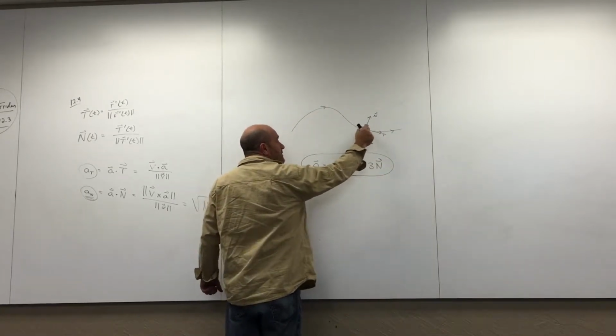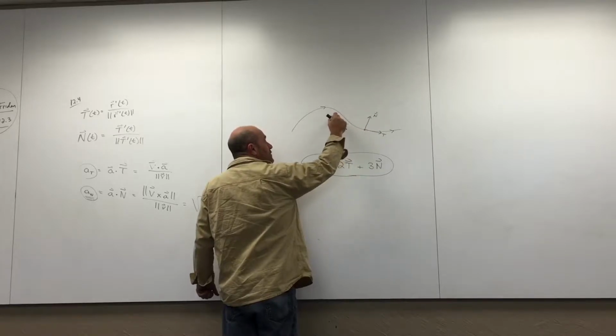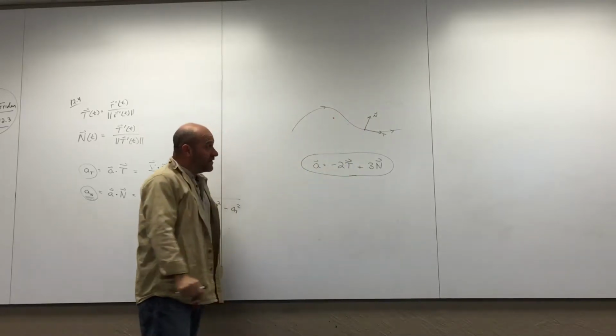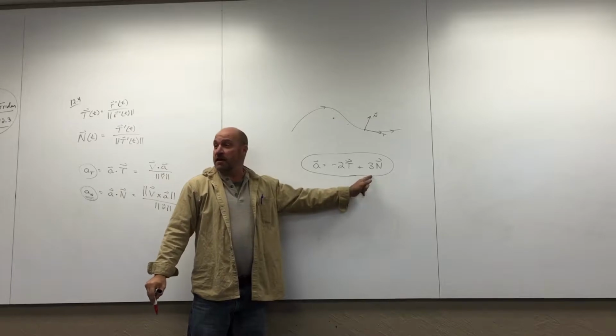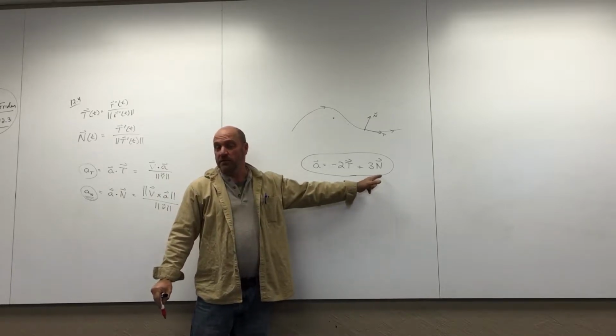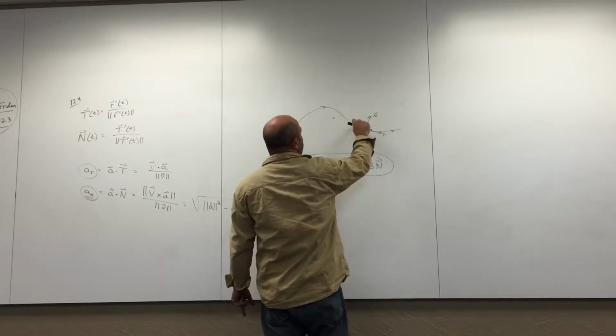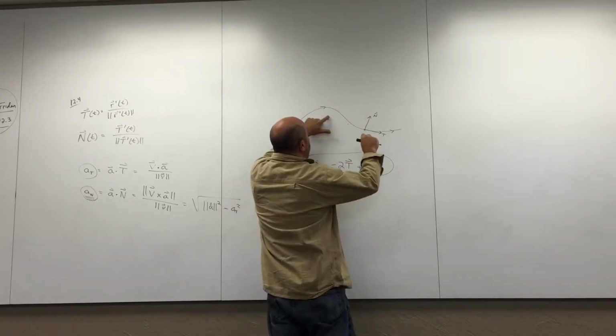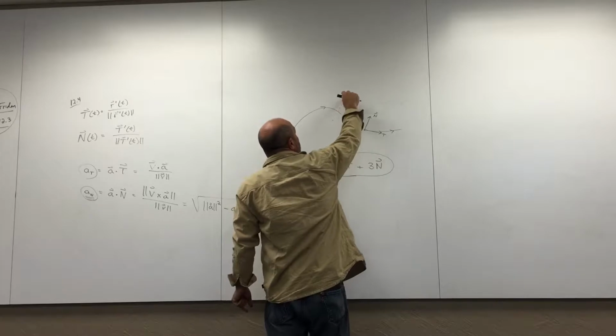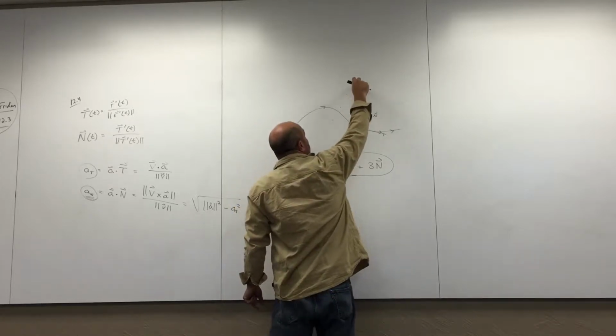Opposite the tangent vector. 1, 2. And then I need to go 3 units in the N direction. And there's a picture of N, so I would try to do 3 of those. This is supposed to be, that's a little better. And then 3 of those. There's 1, 2, 3 of those.